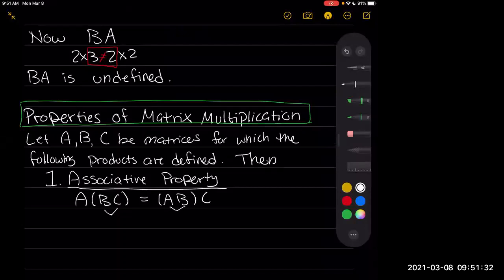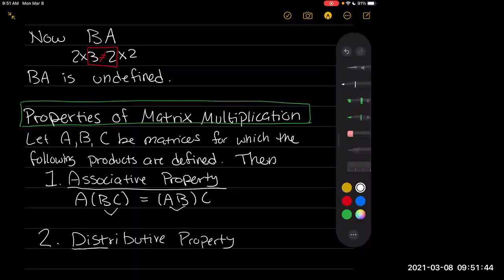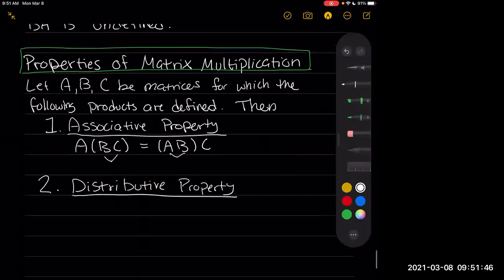And then 2, we have the distributive property. So that means we can have A times (B plus C), which is AB plus AC. And notice that since A is on the left of the sum, that means it's going to be on the left of each of them independently.